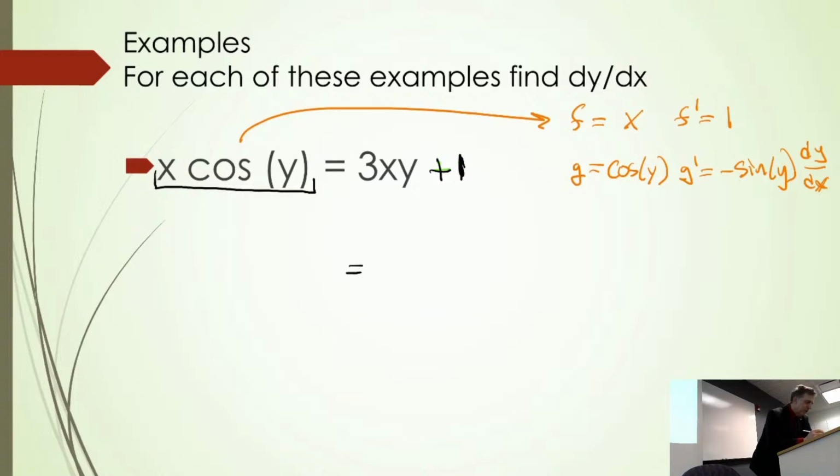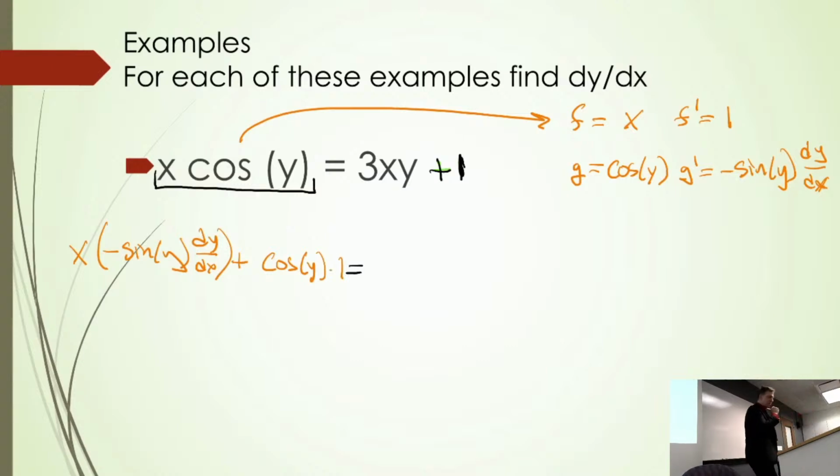Okay, so let's see if we can put this all together. I've got f times g prime, negative sine of y dy over dx, plus cosine of y times 1. There it is. So that's that left-hand side. I know it looks like a mess, but it's correct. We're doing okay.